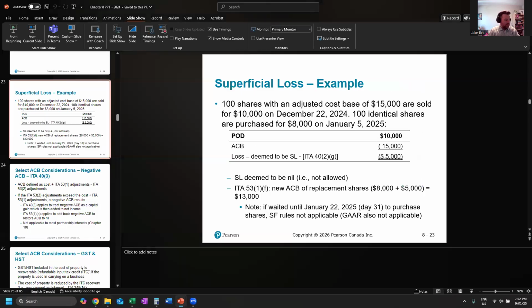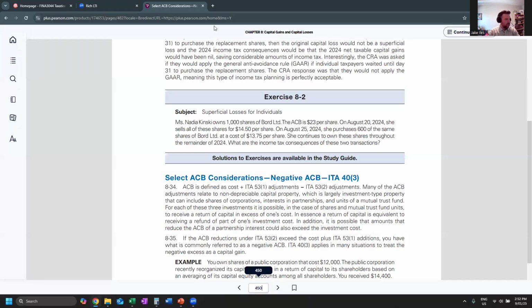So let's go straight to the example for superficial losses. We're just about 6 minutes in. So Miss Kinski owns 1,000 shares of board. The cost was $23. On August 20th, she sells the shares for $14.50, a loss. And on August 25th, only 5 days later, she repurchases 600 shares, or 60% of the shares she sold. And her new cost was $13.75. She continues to own these shares throughout the remainder of 2024.